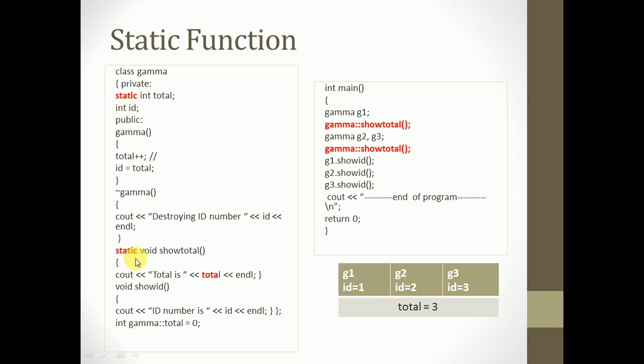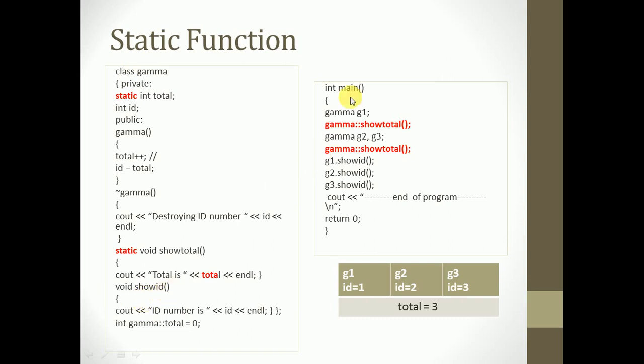You have a static function show total. Now you should remember one thing: a static function can access only static data. So inside the static function you can access only the data called total, because that is static data. If I try to access id inside the static function, it becomes entirely wrong. A static function can access only static data, but a normal member function can access both the static data as well as the normal data.